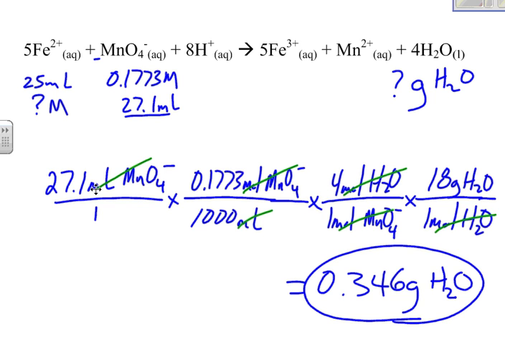So you can see then that you're using the volume of one of the reactants to figure out how many moles using the molarity, and then going to grams of water. So this is going to be another one where we just need to kind of dust off our stoichiometry skills, but we shouldn't have too many difficulties with this.